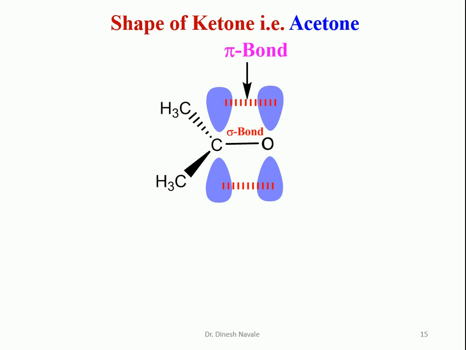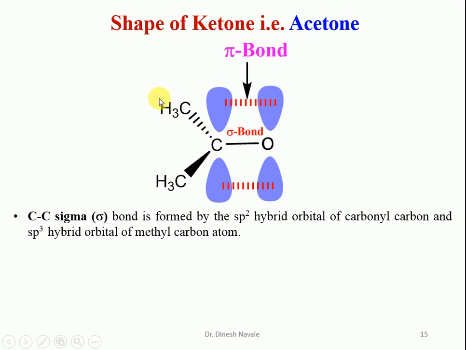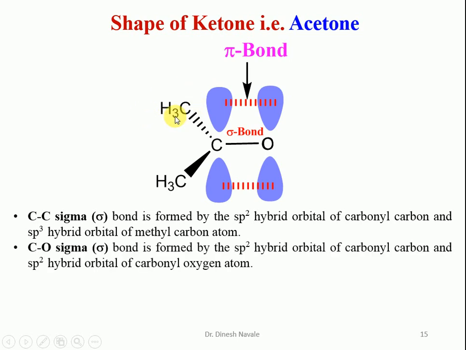So this is the structure for the acetone molecule, where the oxygen atom is sp2 hybridized, the carbon atom is also sp2 hybridized. So the carbon and oxygen bond will be formed as a sigma bond, and there is one more pi bond formed. The carbon-carbon sigma bond will be formed by the sp2 hybridized orbital of the carbonyl carbon and the sp3 hybridized orbital of the methyl carbon, whereas between the carbonyl carbon and oxygen there is one sigma bond as well as one pi bond.